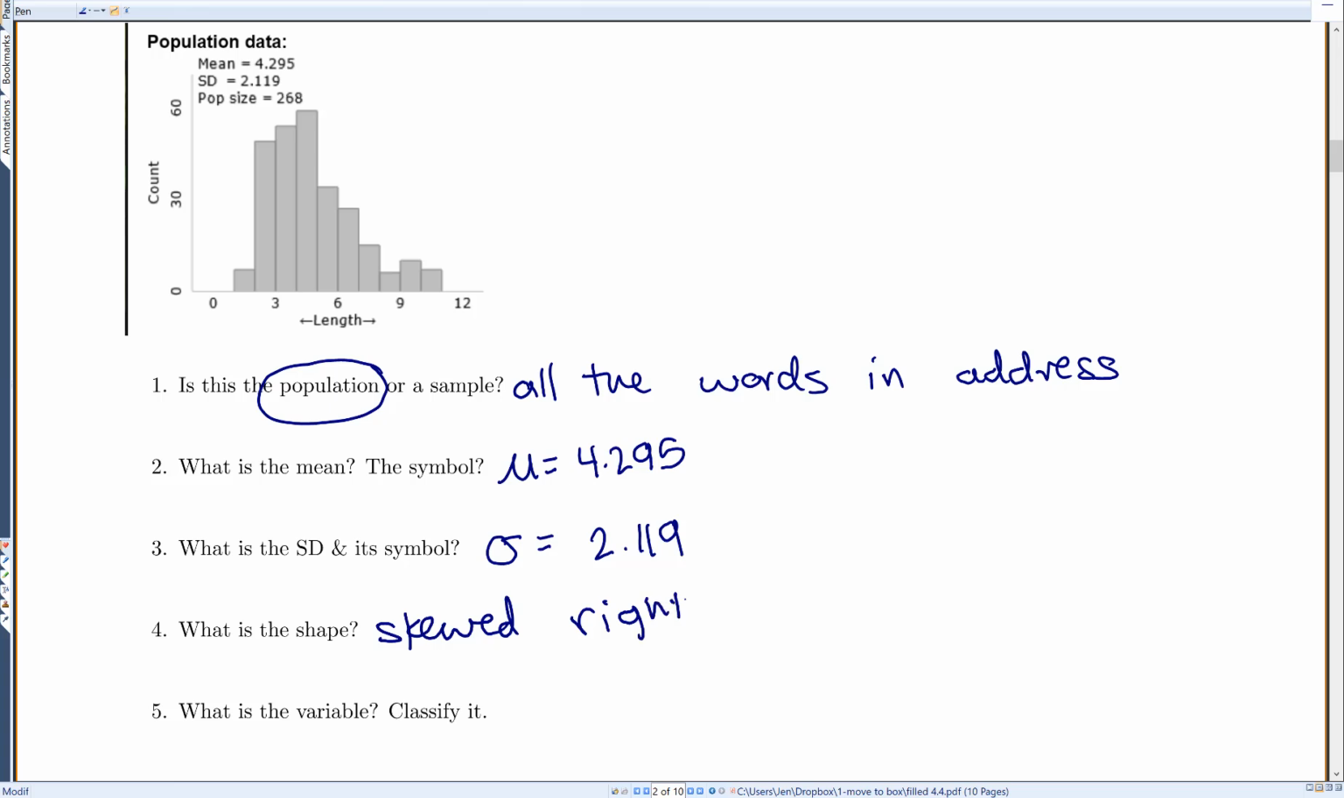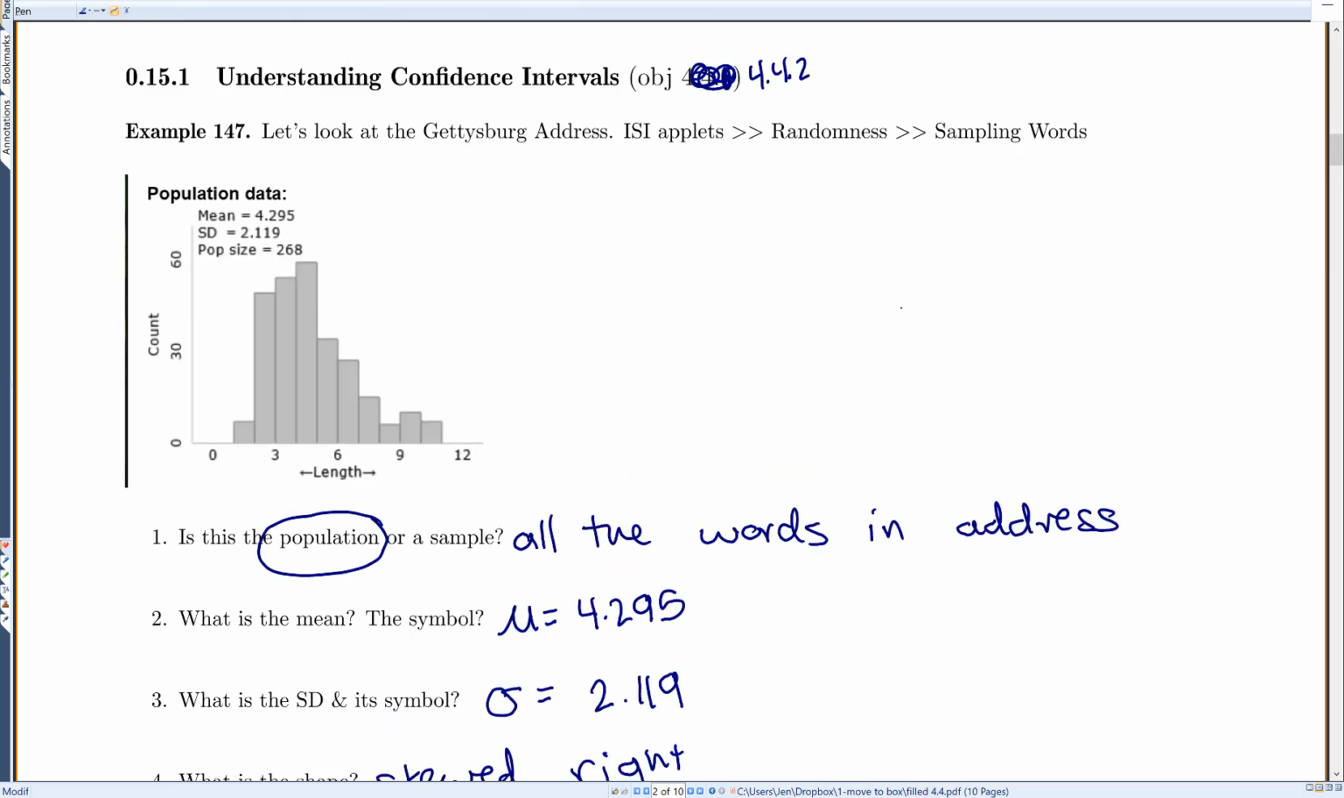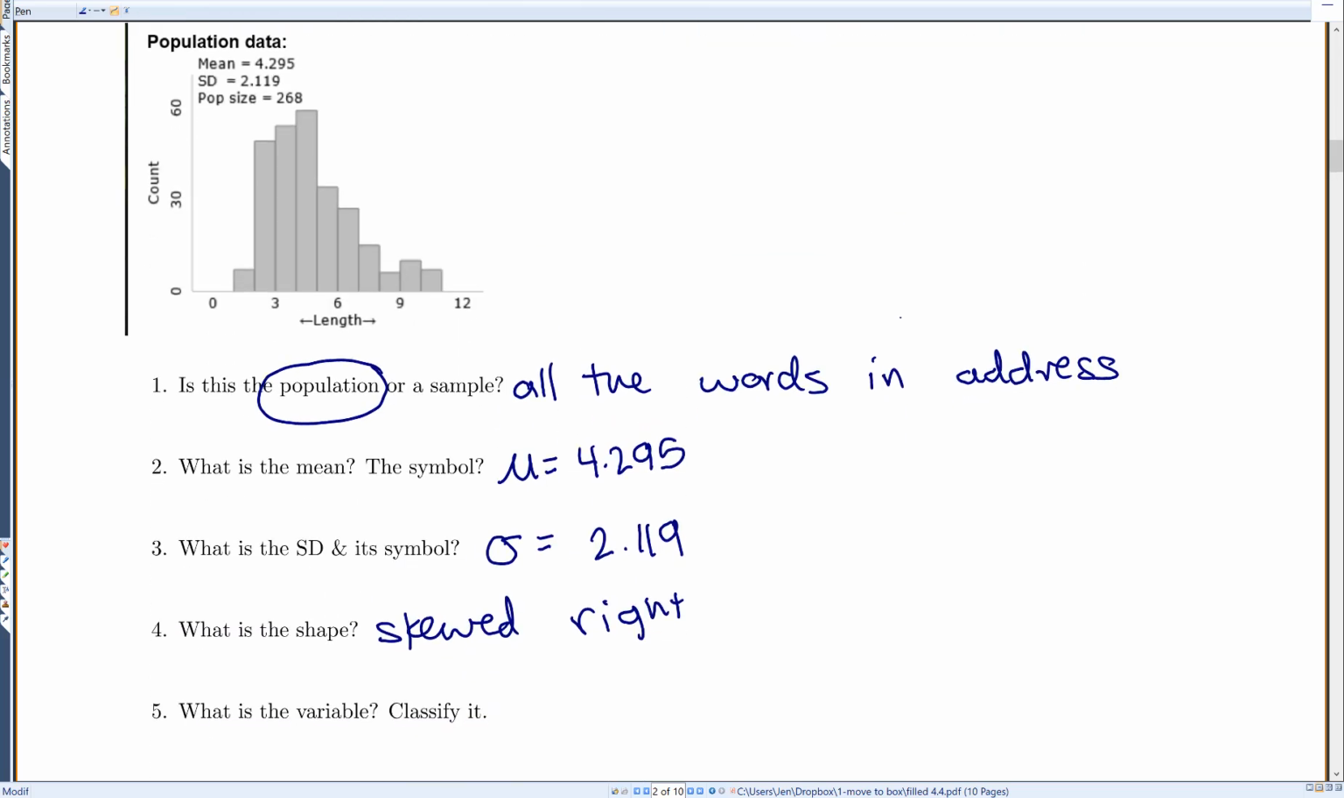It has a long right tail. Let's see, what is the variable in classify? Again, this is kind of just reviewing things that we did earlier in the class because we want to always keep everything fresh in your mind. So the variable we are looking at, I don't think I told you.